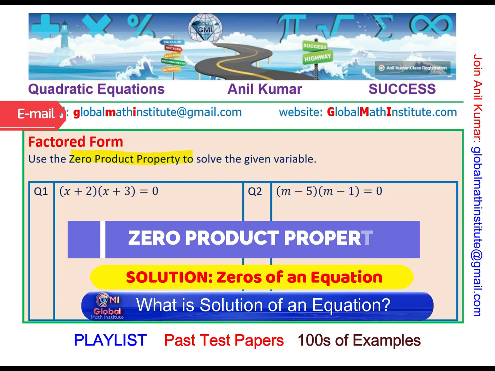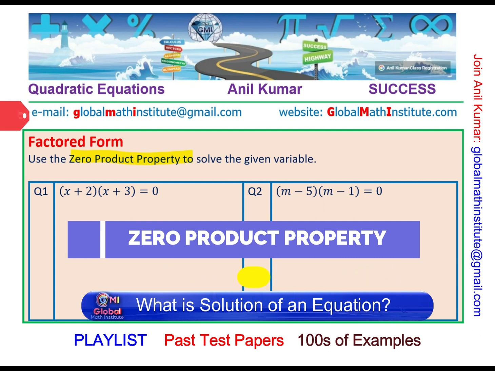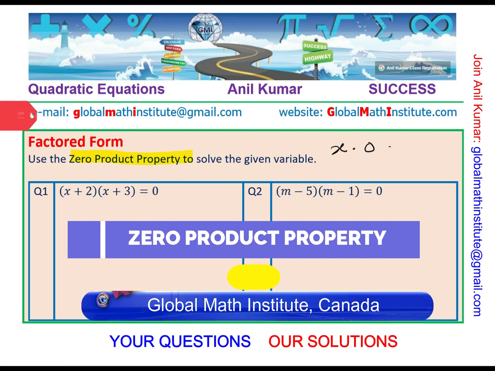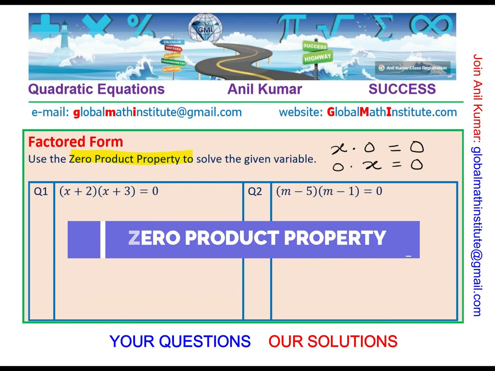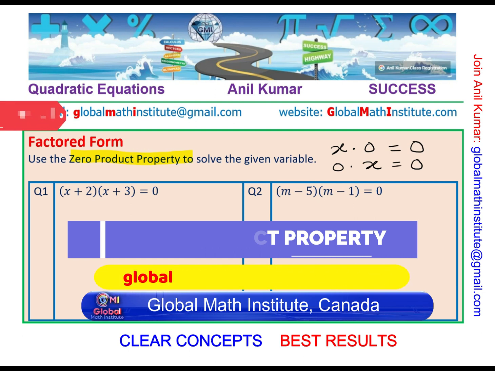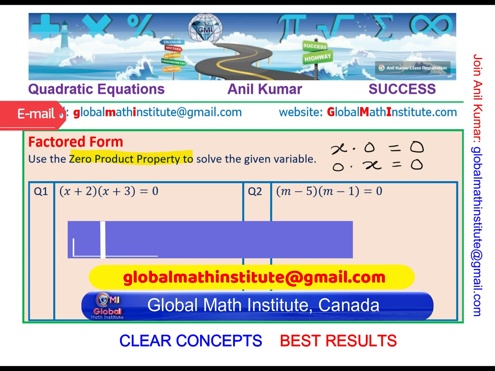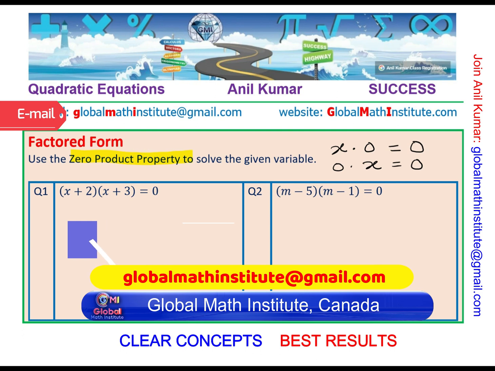Zero product property really means that any number x times 0 is 0, right? 0 times x is also 0. So that means that when we are trying to multiply two numbers, which in this case are expressions, each could be 0 to provide us a solution. Is that clear to you?